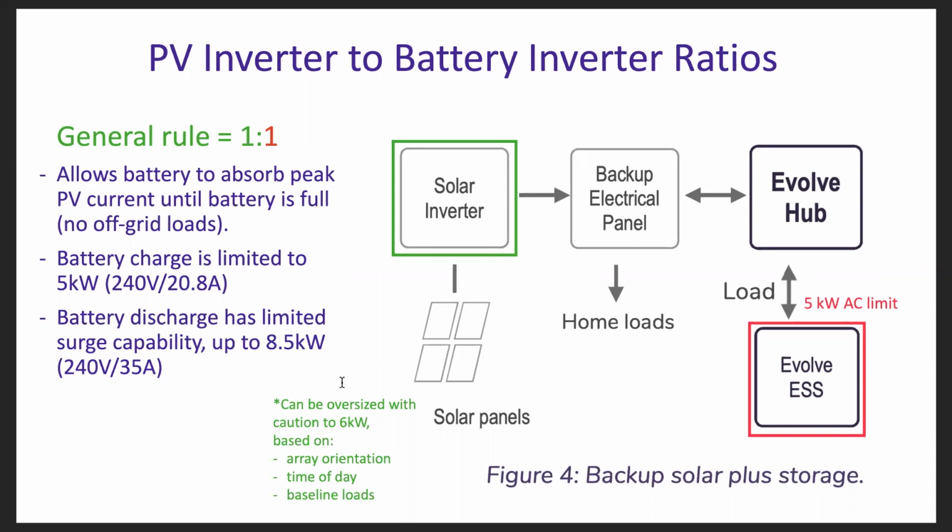So as you can imagine, the PV can be oversized with caution, probably to about 6 kW nameplate rating. And that's based on array orientation, time of day, and some level of baseline loads. So if you've got a nameplate rating of under 6 kW, your chances of having more than 5 kW excess generation are pretty well regulated, just by that sort of field experience, trial and error.